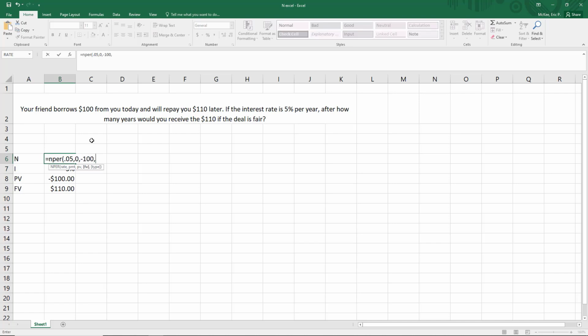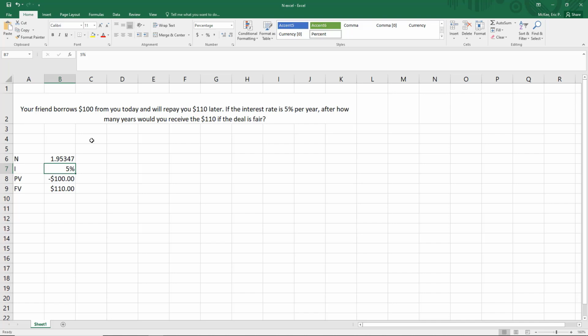And then future value is in brackets because we have a default value. The default value is 0. 0 is not what we want, of course. 110 is the right value here. And then type is something we can leave as the default for this question. So close parentheses, and we get 1.95. So almost 2 years is when we should receive the repayment of 110 if this friend is offering us a 5% interest rate and it's a fair deal for the loan.